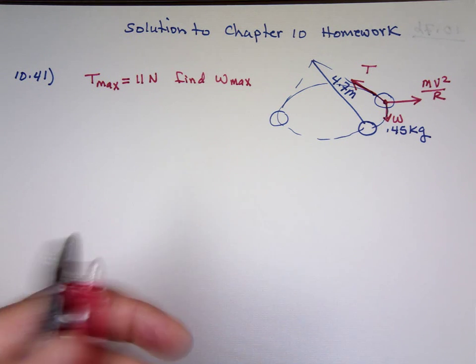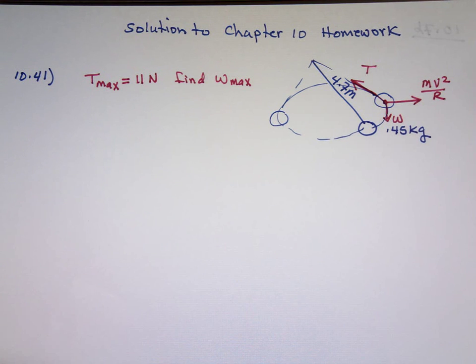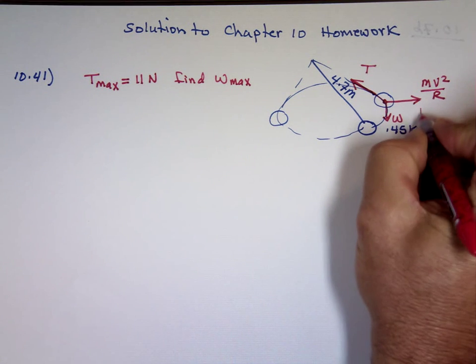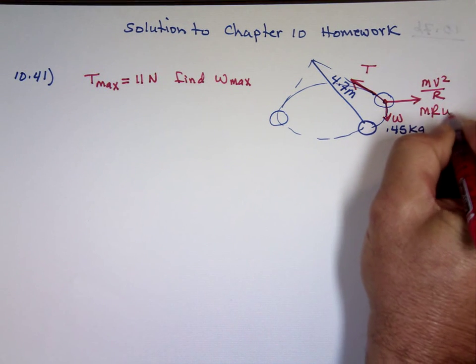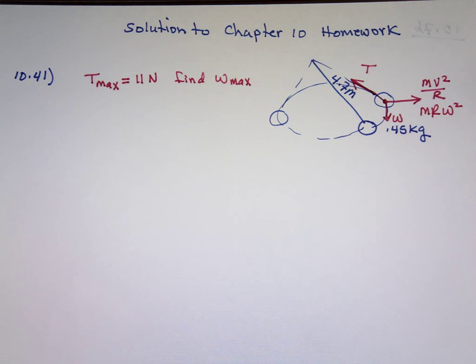So by the way, this force is mv squared over r. You can also write that as mrw squared, if you remember that. F centripetal is mrw squared. Two ways to write it.